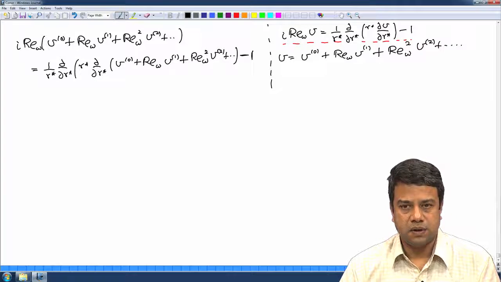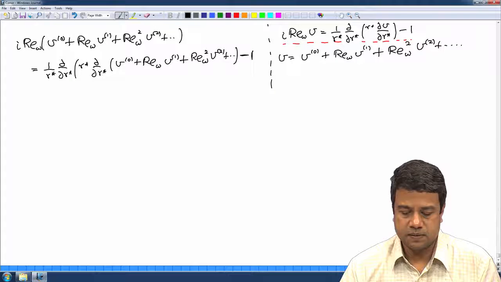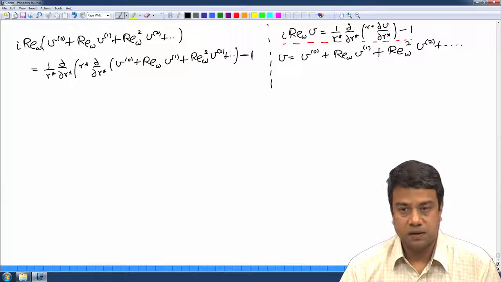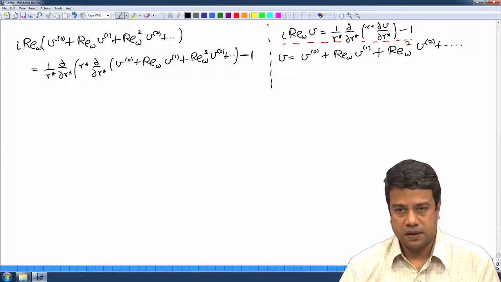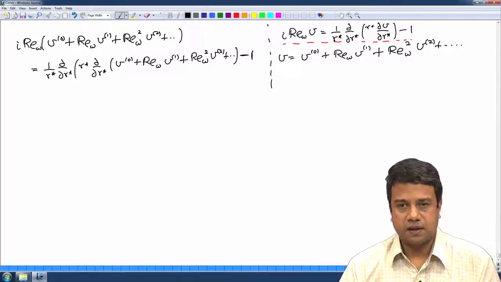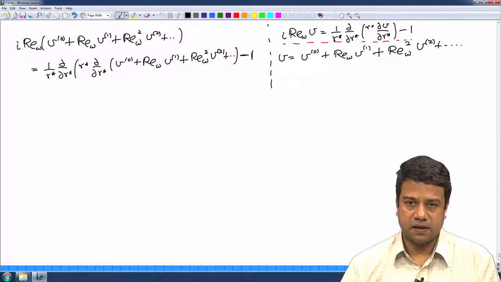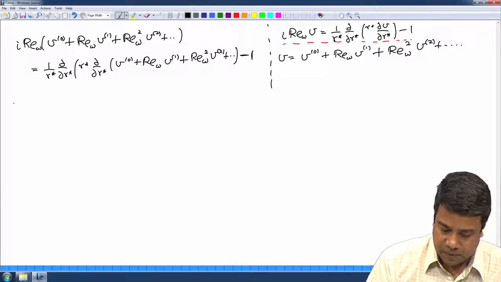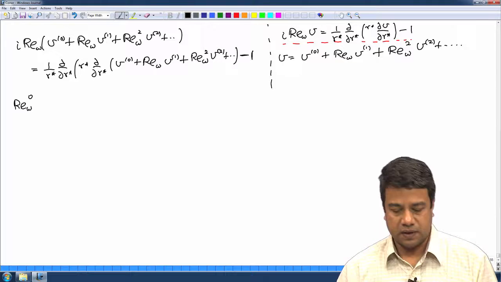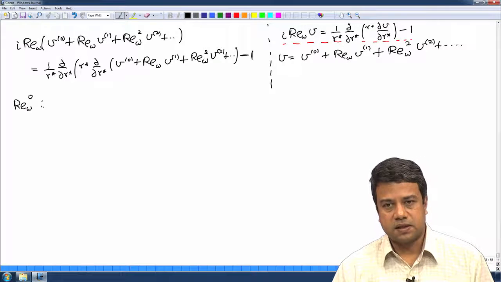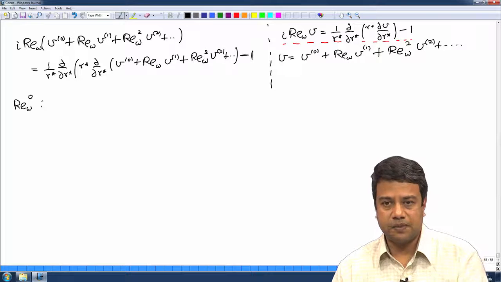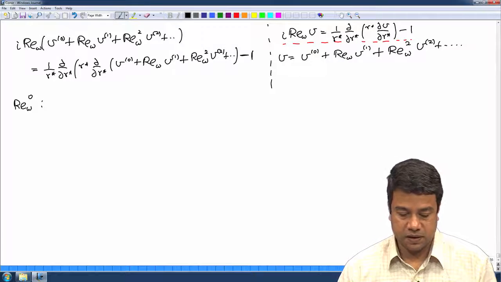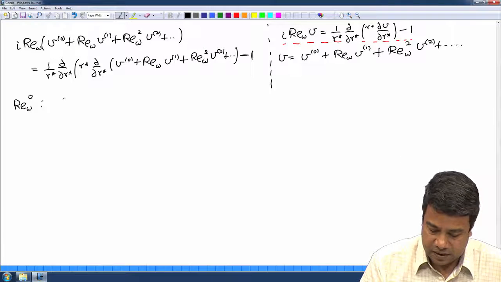Now, I can equalize terms which are of equal powers of Re omega on the left and the right side. I can write equations for terms that are of equal power of Re omega on the left and the right side. If I take Re omega going to 0, the terms which have 0th power in Re omega, these are terms which are not multiplied by any power of Re omega in this equation.